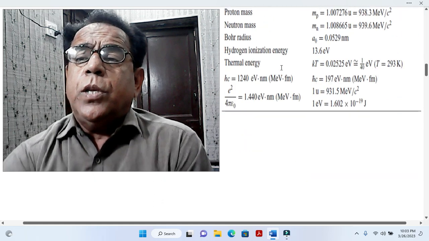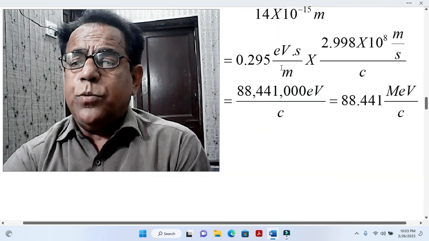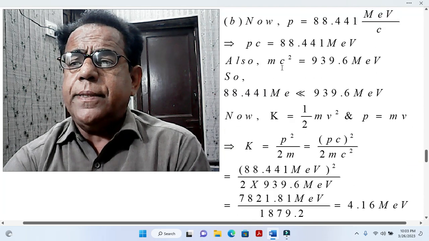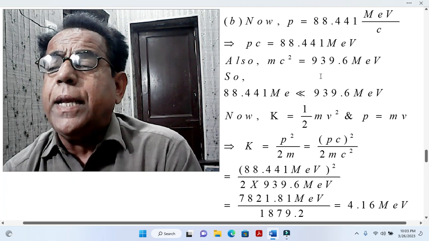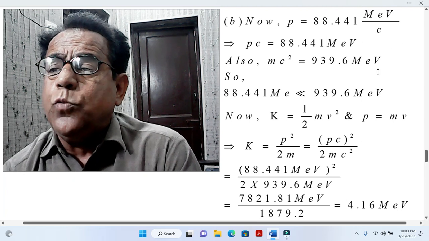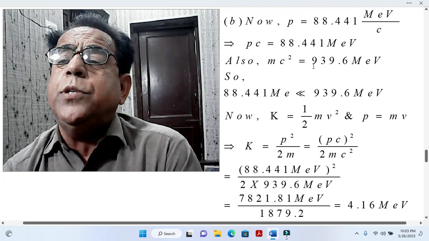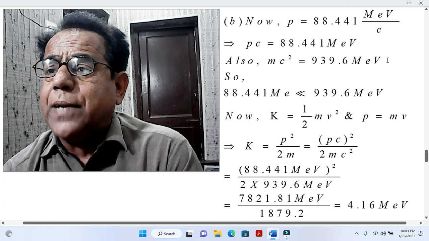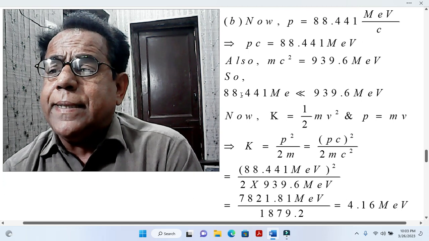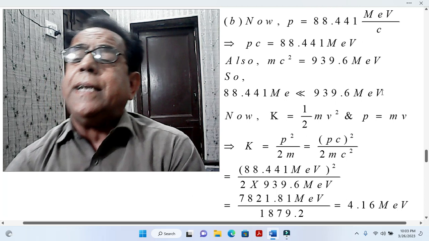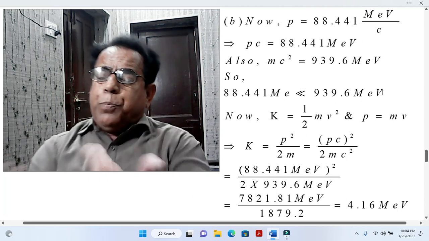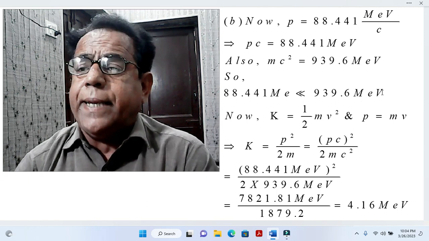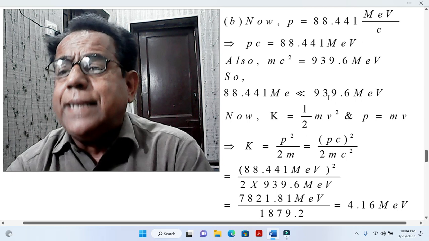Now we go to part B. Also mc square is equal to this. In part A we dealt with this value for electron, but here we are dealing with neutron. So for neutron, the value of mc square in that table is given as this. So we know that this value is very much less than this value. Here the situation is quite the opposite of part A: this value is very much less than this value.